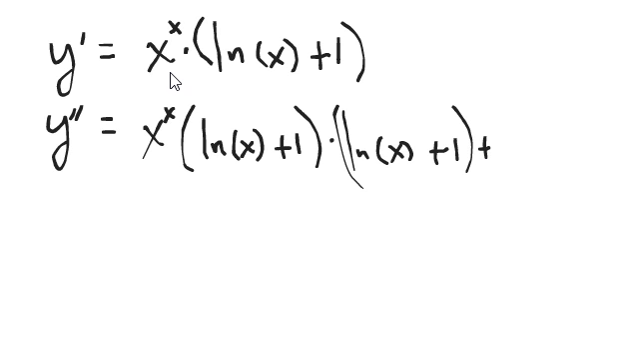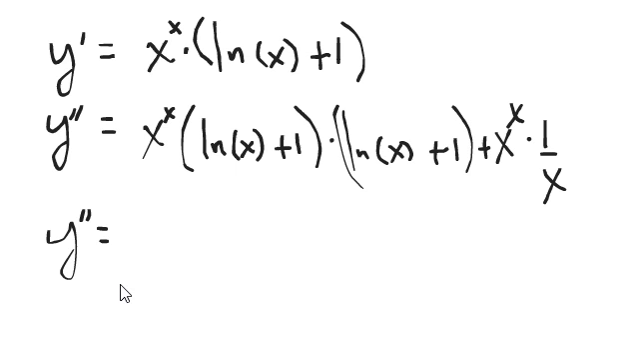Now I'm about to run out of room here, but we rewrite the first function, and we take the derivative of the natural log of x plus 1. Well, the derivative of the natural log of x is just 1 over x. Now it's just a matter of cleaning it up. So this is going to be the second derivative.